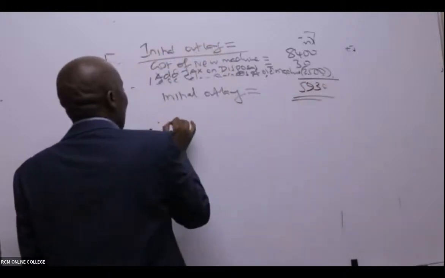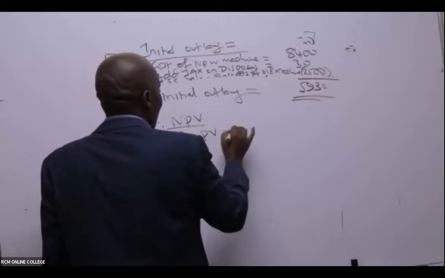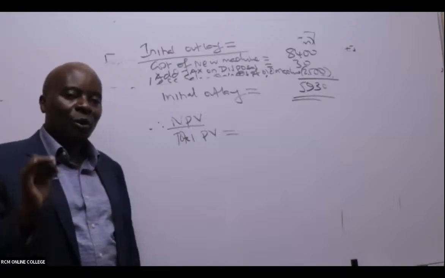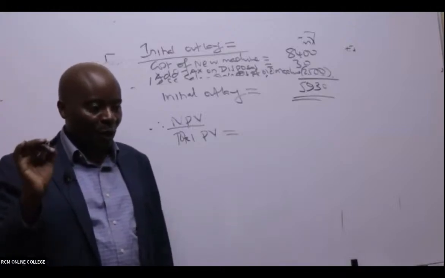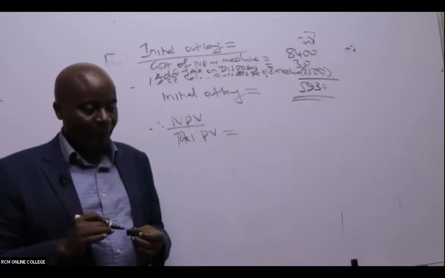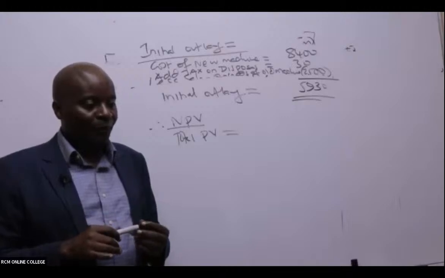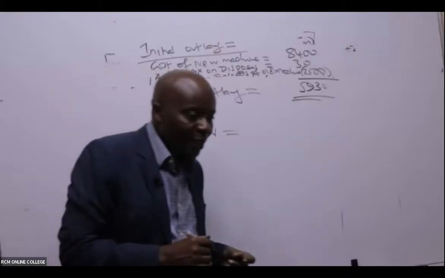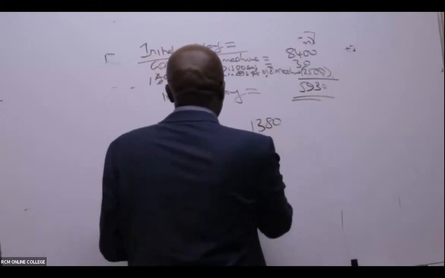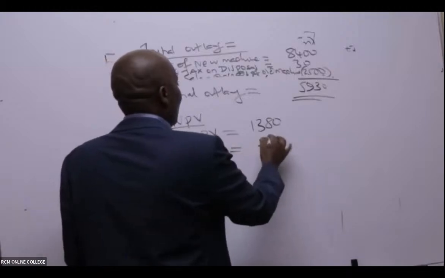You guys already have this. I know you already have the total present value. Is there somebody who can remind me what the total present value was? We had computed it earlier up there. Total present value, 1380, and then we less initial outlay, which is 5930.